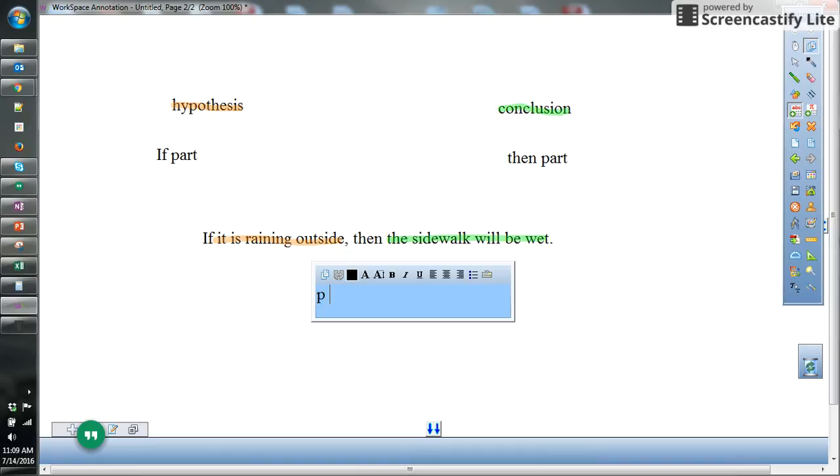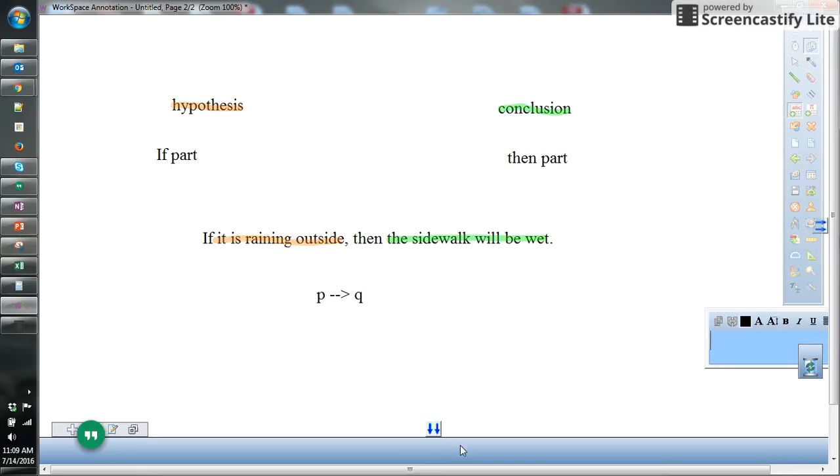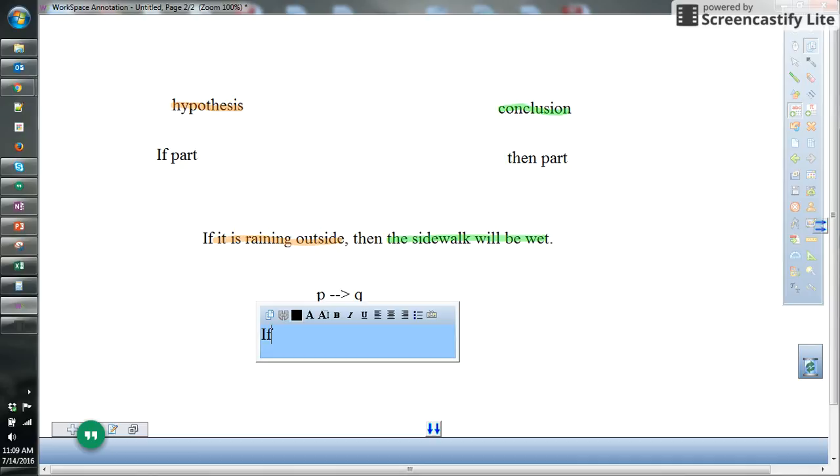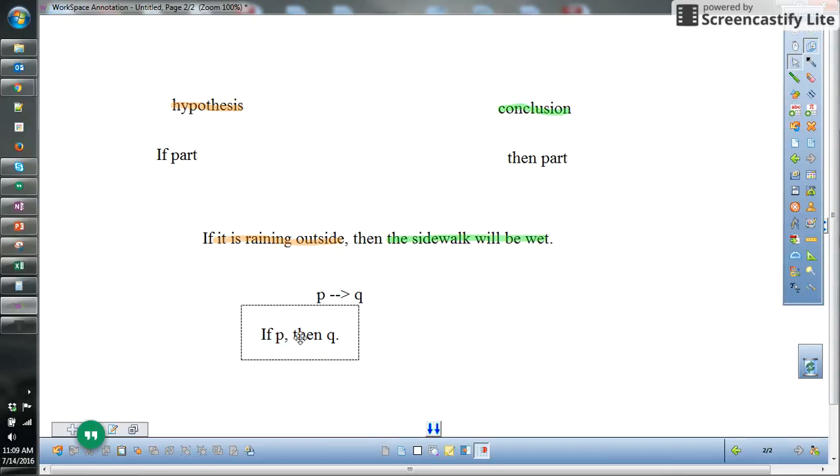So another way that we write a statement is we do this weird little notation, which is an arrow between a P and a Q. And the way that we read this is, if P, forget my comma, then Q. So if we wanted to think about this, then our hypothesis would be P. So our P part of the sentence that we had above is it is raining outside. And our Q would be our conclusion. And in our sentence, our Q was the sidewalk will be wet.